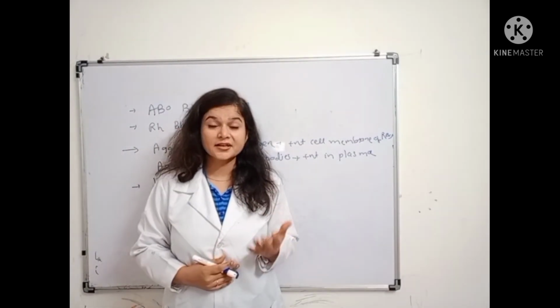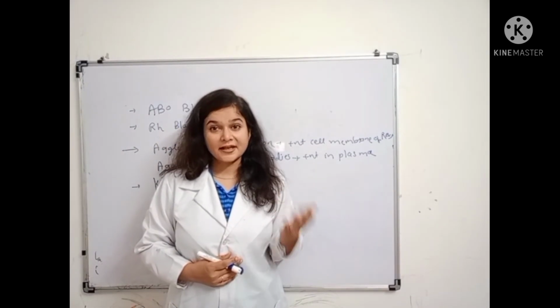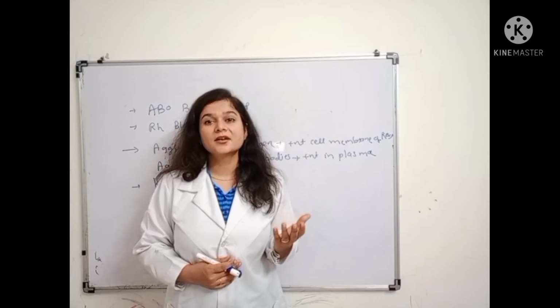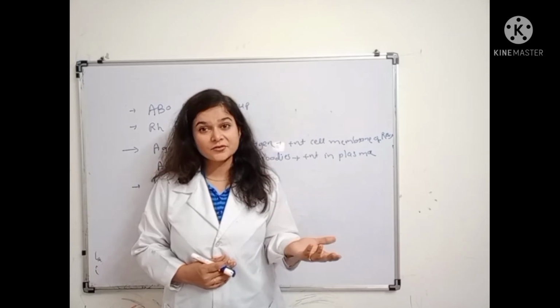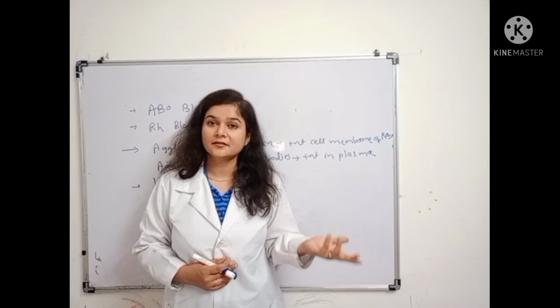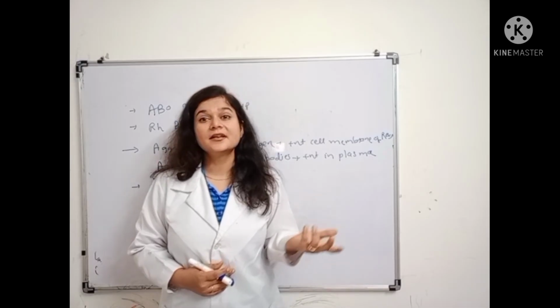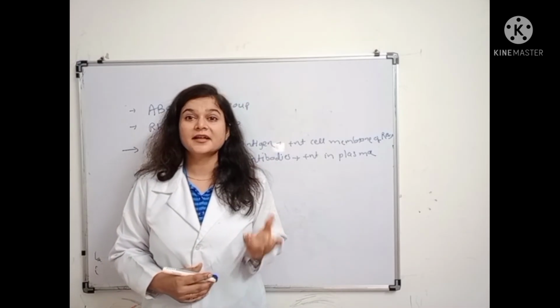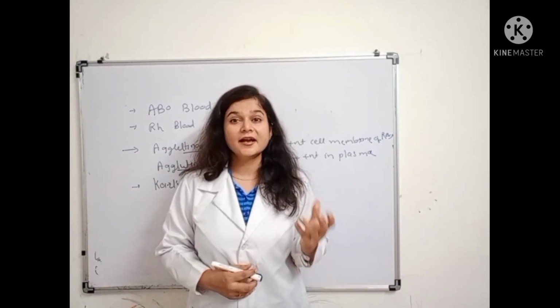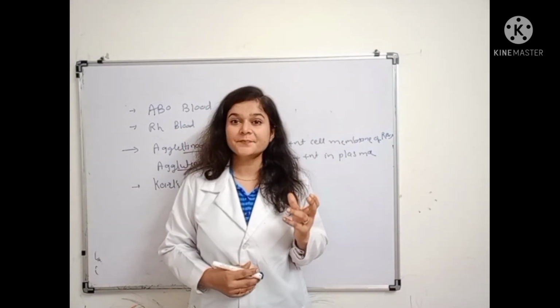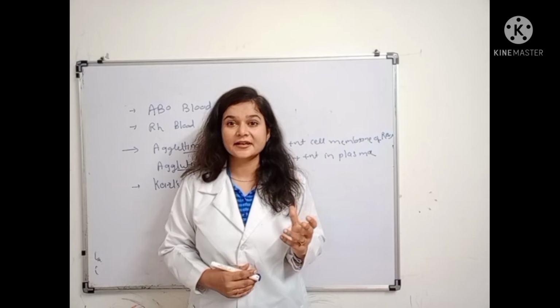Suppose agglutinogen A is present on the cell membrane of the RBC, then the person's blood group is A. Suppose agglutinogen B is present, then the blood group is B. Similarly, for the Rh blood group system, there is agglutinogen D present on the cell membrane of the RBCs, and accordingly we will decide the blood group.